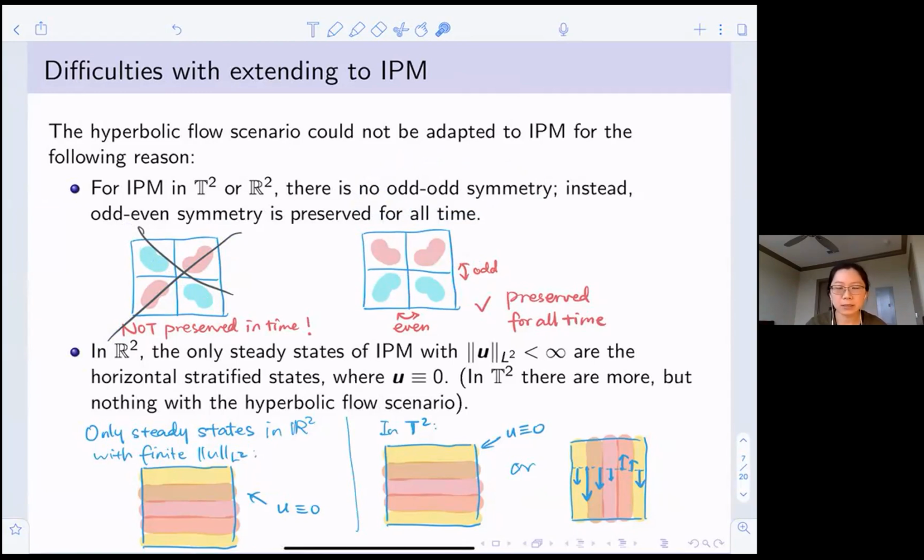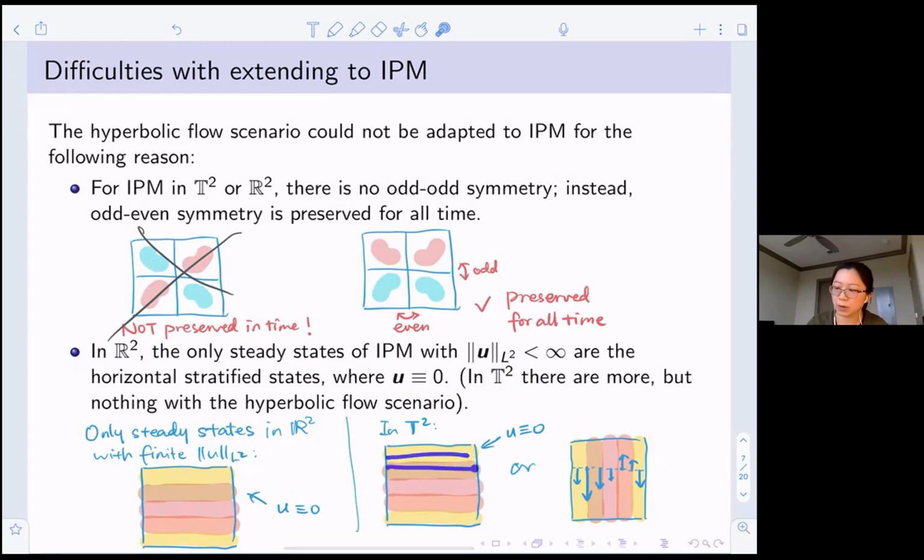there just can't be anything like the hyperbolic structure in the steady states for IPM, because one can check that in the whole space, the only steady states for the IPM with a finite L2 norm of u is just this boring horizontal stratified state with the velocity field identically equal to 0. And in the torus, there can be more.